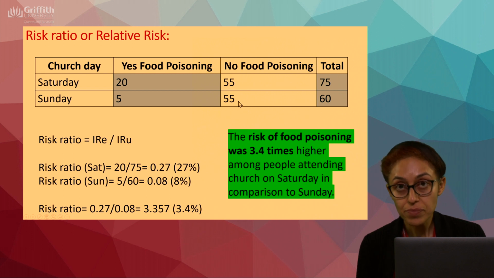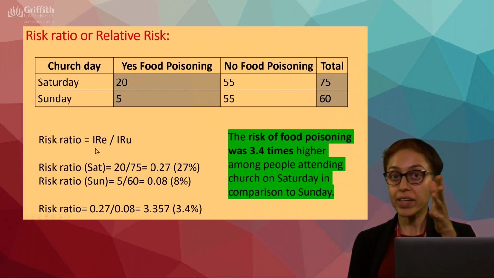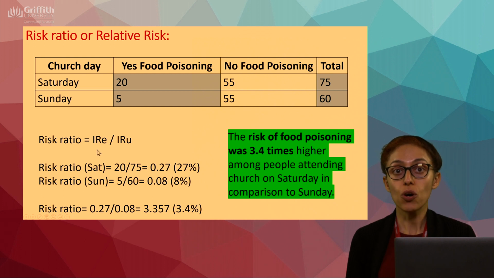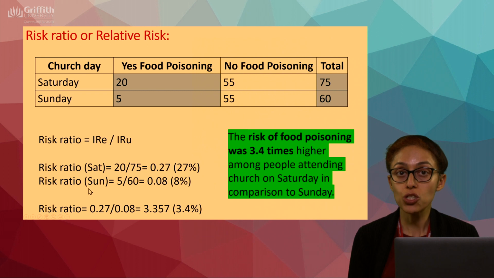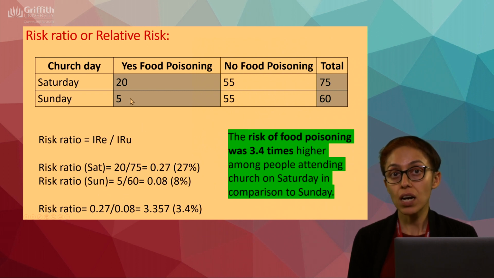Now the calculation, the formula is very simple, which is your IRE divided by your IRU. So your risk for Saturday is 20, the exposed, divided by the total number of the sample, 75, and then you divide it, this is the number you get, you multiply it, you have 27%. So that is your risk for Saturday. What is your risk for Sunday? Same thing, that's why it's color coded, which is 5 divided by 60, you have 8%.